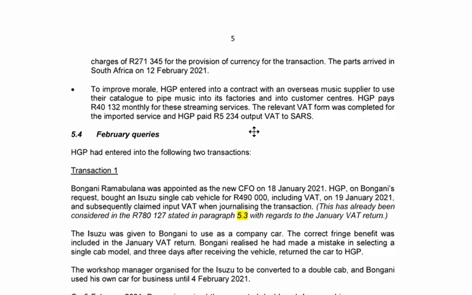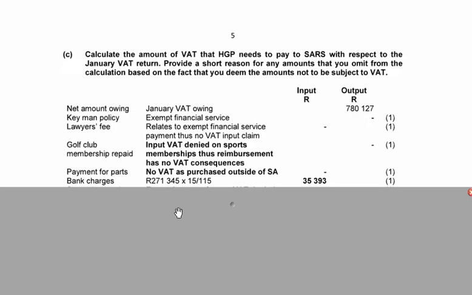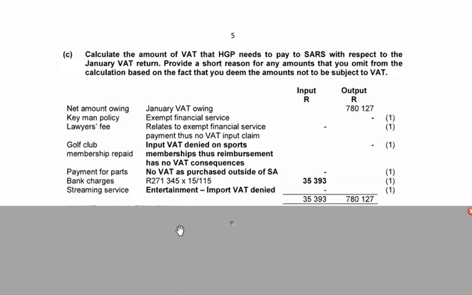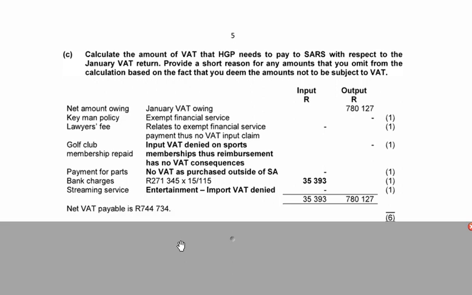So please remember, this is an imported service. Because it's music being piped in, it's entertainment. We couldn't claim input VAT on this. That means we needed to fill out a form when we paid for the overseas services and pay the output VAT to SARS, because we only need to pay the output VAT when we can't claim the input. And guys, in this question, can we claim the input itself? Absolutely not, because it's a provision of entertainment, and there's your marks for it, and net VAT payable.